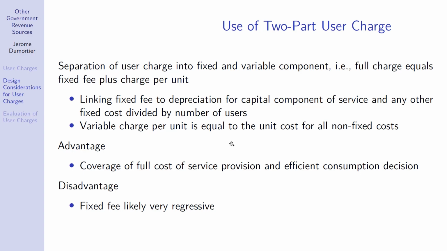But it also is possible that the fixed fee is likely going to be very regressive, in the sense that if everybody has to pay, say, $40 per month in order to be connected to utility services, and those $40 per month are not based on income of households, then since $40 are much more in terms of percentage of income for low-income households than high-income households, that would add to user charges being regressive.